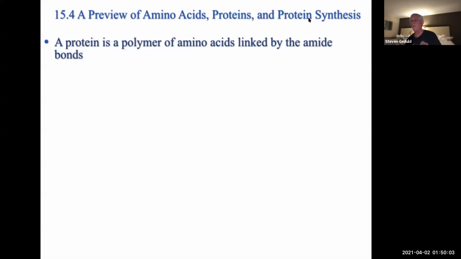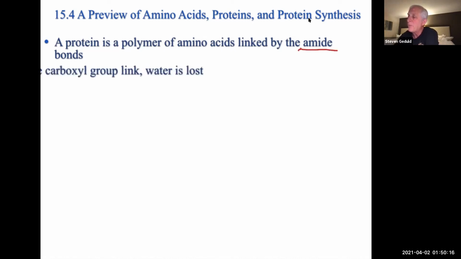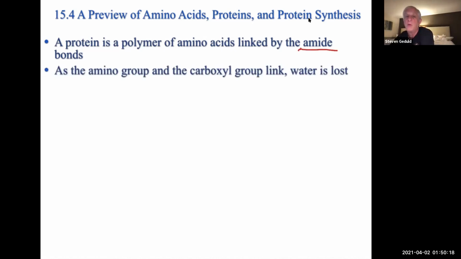So every protein in our body is just a link of 20 different amino acids, and the combination provides the identity for that protein. The amino acids are going to link together by an amide bond. As the amino groups and the carboxyl groups link, water is lost. So you take H and OH between those two groups, and we form the amide bond.